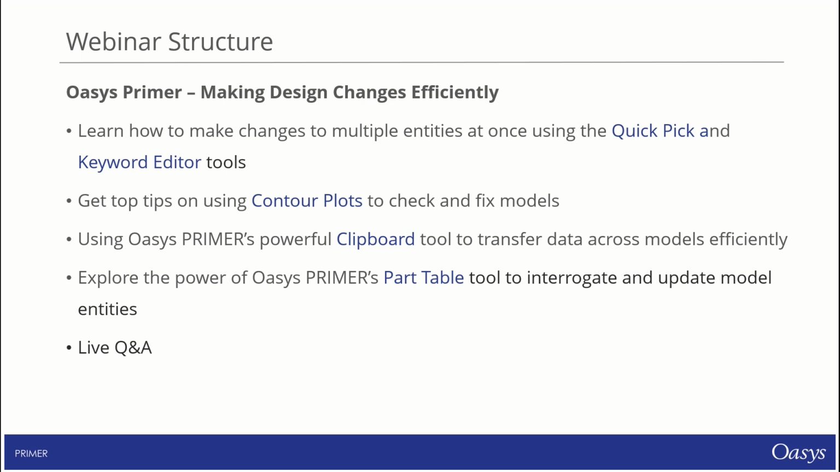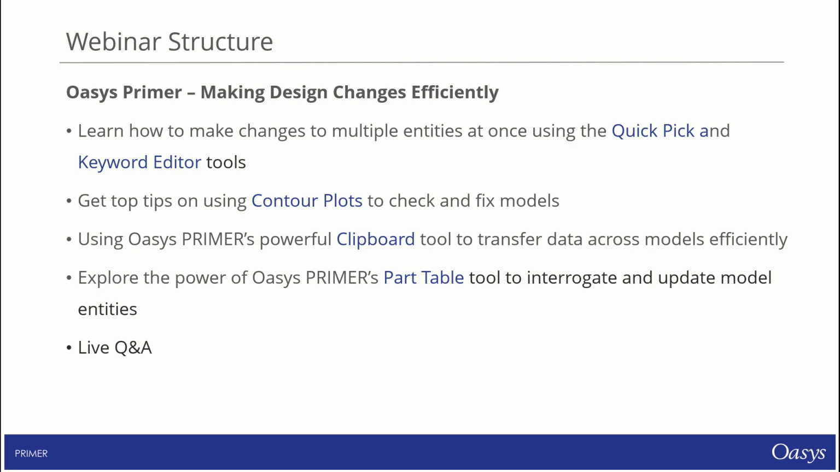Sometimes making design changes to our model means that we might want to bring new parts into our model or bring entities across different models. So Oasys Primer has a clipboard tool, which is really powerful to use to transfer data across models efficiently. So we'll be going through that together as well.